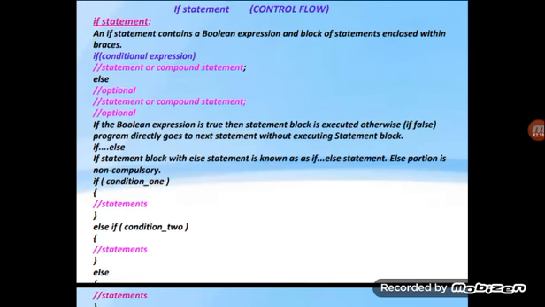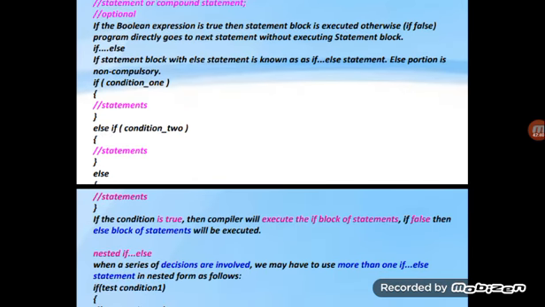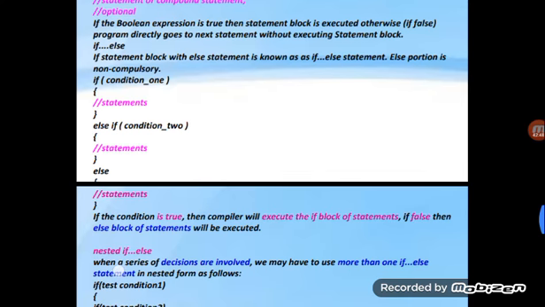After that we have some control statements. In this, an if statement contains a boolean expression and a block of statements enclosed within braces. Whenever we are checking a condition, if it is correct it will be executed, otherwise the else part will be executed. If condition 1 is true that statement will be executed, else if condition 2, that will be executed, else the else part will be executed.